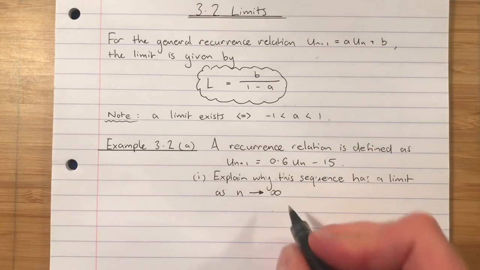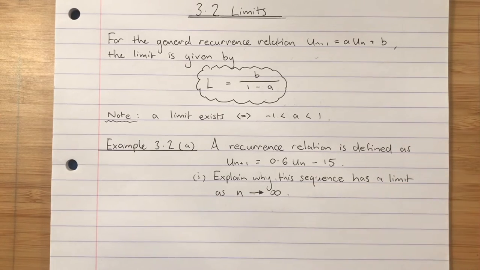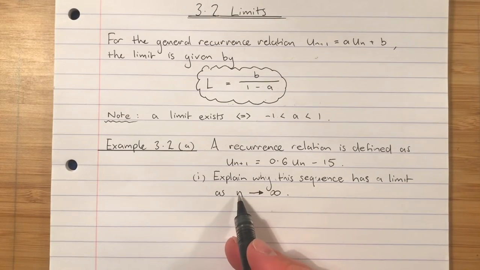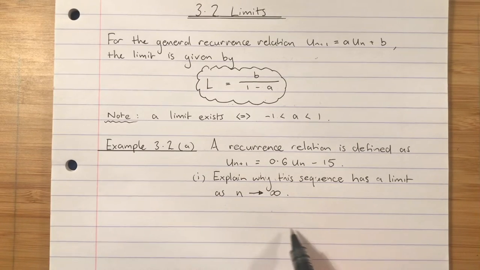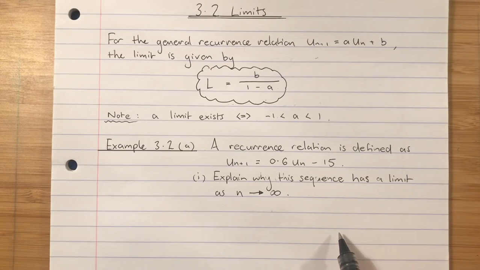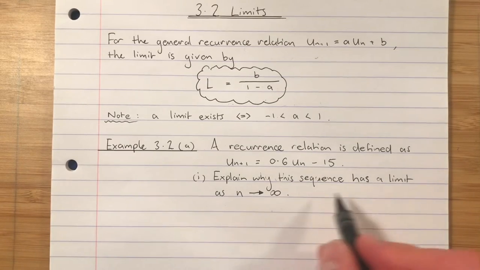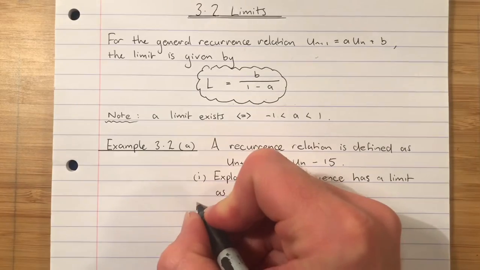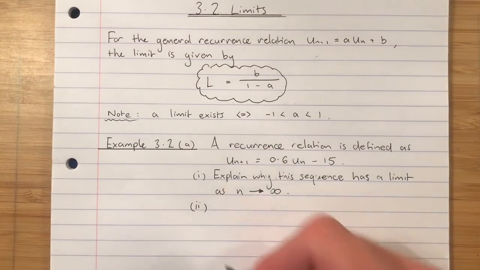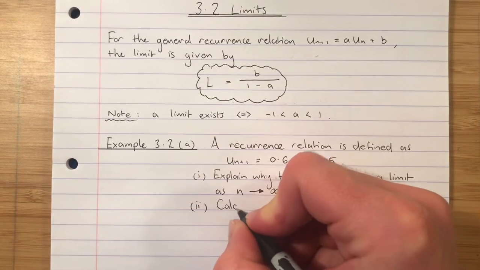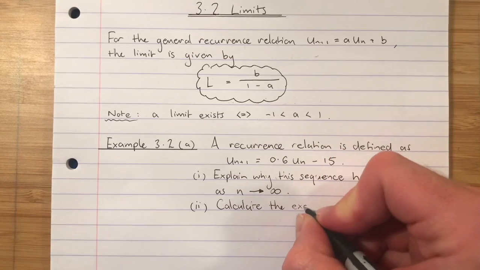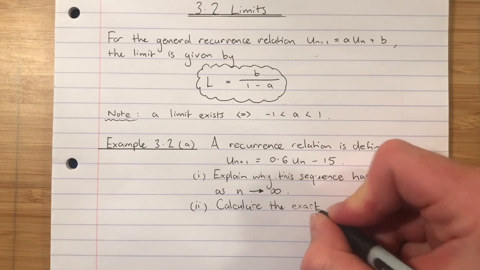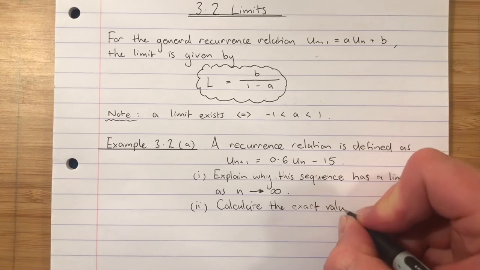Right, you don't really need to know what this means, but it sometimes comes up, so I might as well put it in. As n tends to infinity, this just means as the number of things you do gets very, very large. So remember that graph of the cheetahs, where it came down and down and down, and it got quite close to 40, but it didn't get there. That means if I did it for infinity number of years, what would the limit be? Okay, so explain why it has a limit as n tends to infinity. And part 2 is going to be calculate the exact value of the limit.